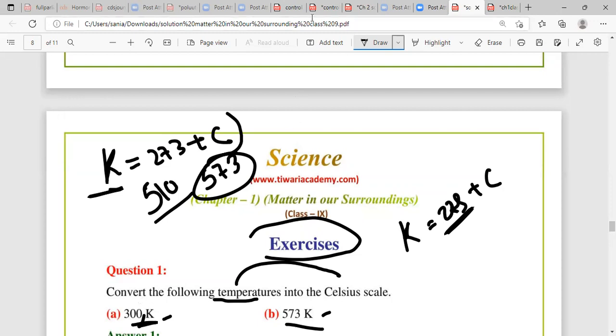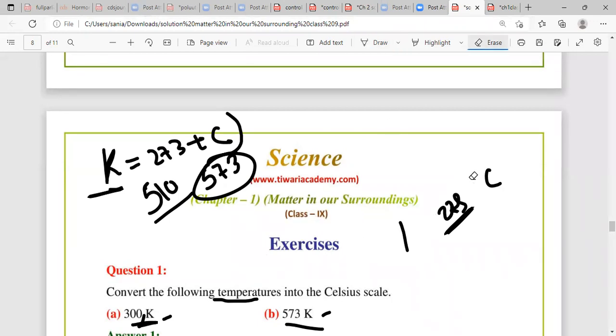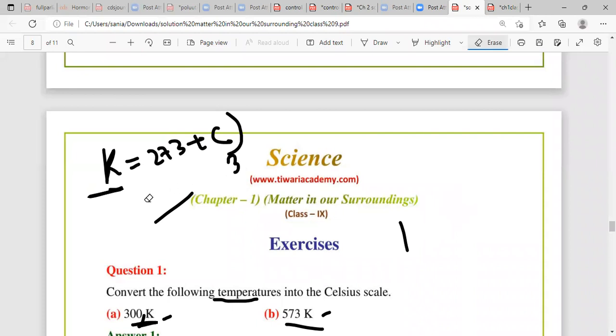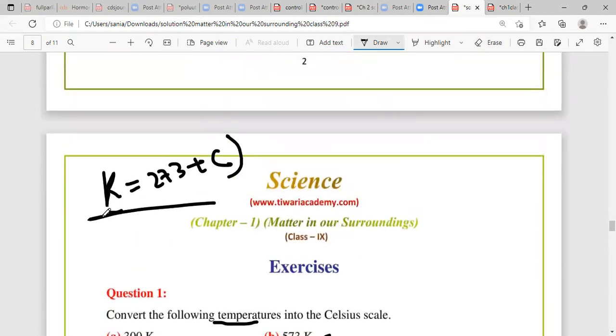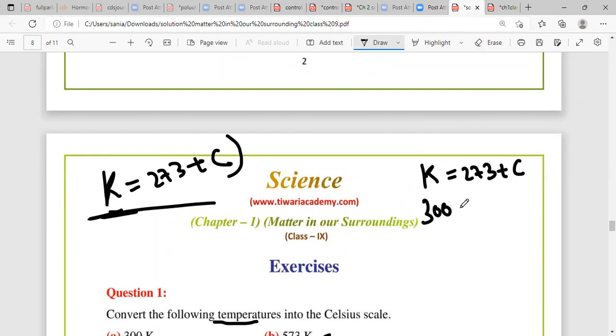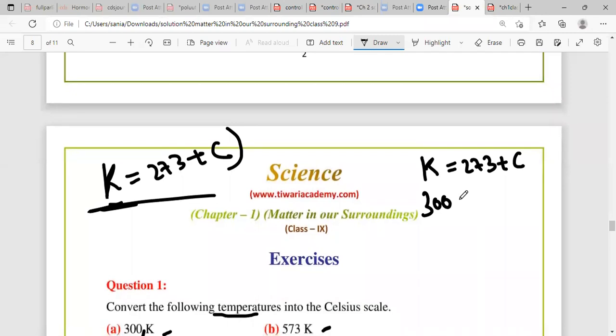Justine, your answer. Ma'am, I got 300. Oh my God. So you people are getting exchange offers. Okay, so Jaslin is right. But Adil, you were wrong. See, this is very important. It's very simple. Just remember this formula. So what's your K? Your K is 300. Right, Adil?